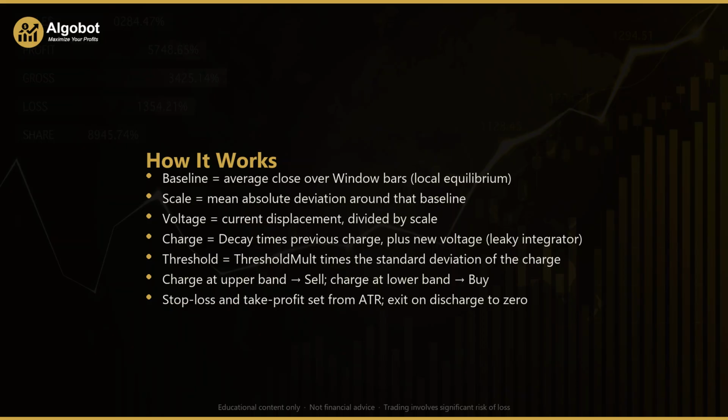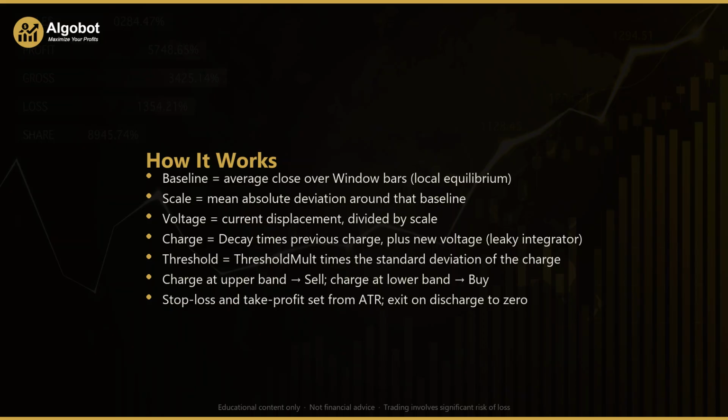Now the signals. When the charge rises to or above the positive threshold, the market is overcharged upward, and the EA signals a sell to fade back toward the baseline. When the charge drops to or below the negative threshold, it's overcharged downward, and the EA signals a buy. Every trade is protected. The stop loss is placed at a multiple of the average true range away from entry, 2 times ATR by default, and the take profit at 3 times ATR, giving a reward-to-risk ratio of about 1.5 to 1. Finally, exits. The EA holds one position at a time.